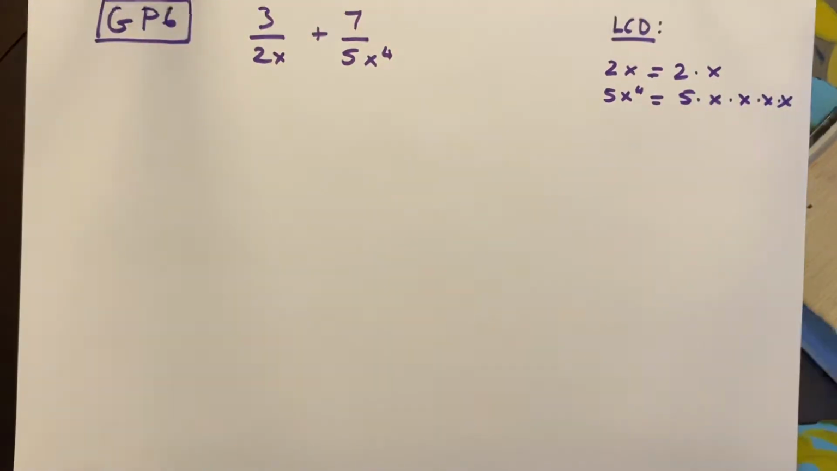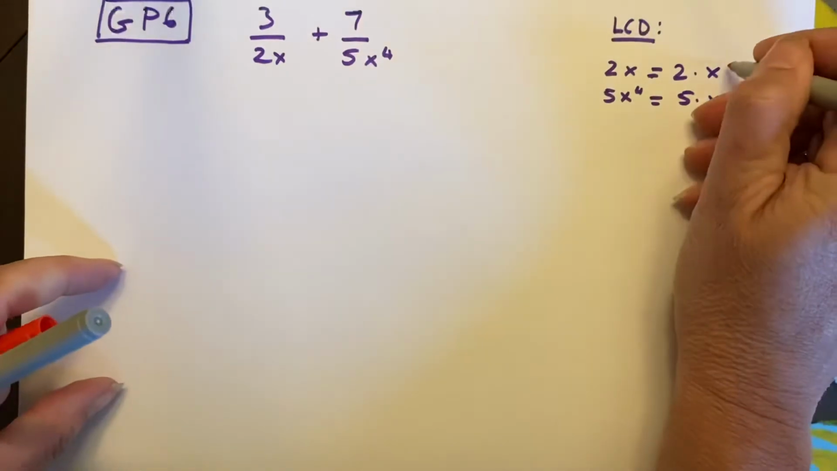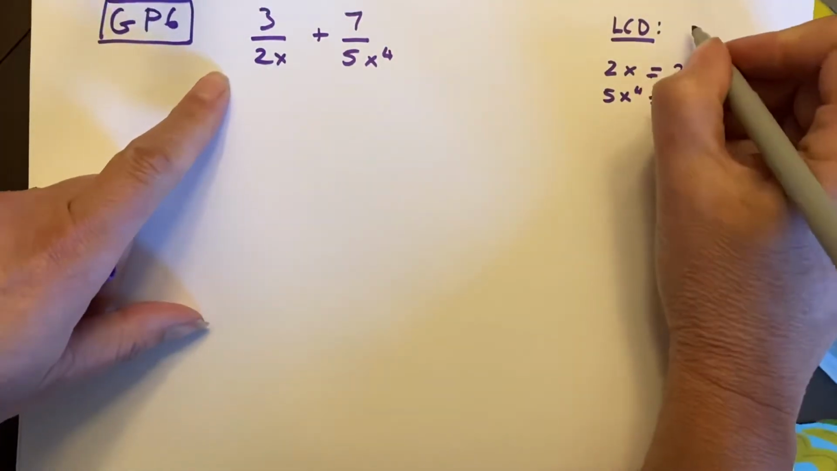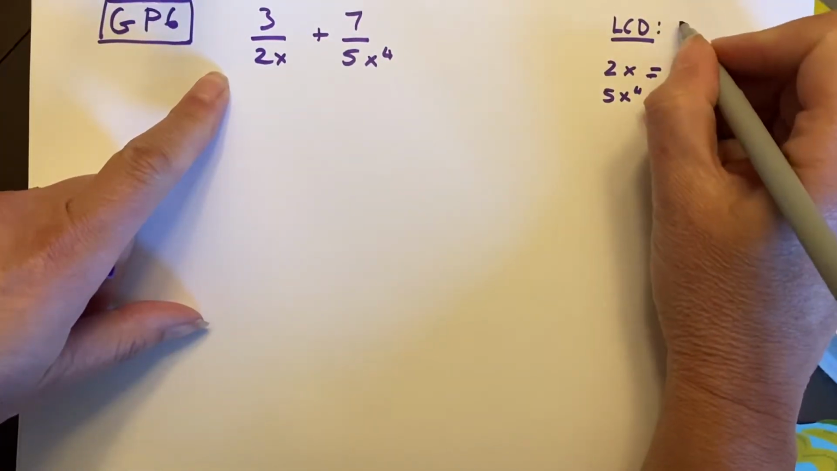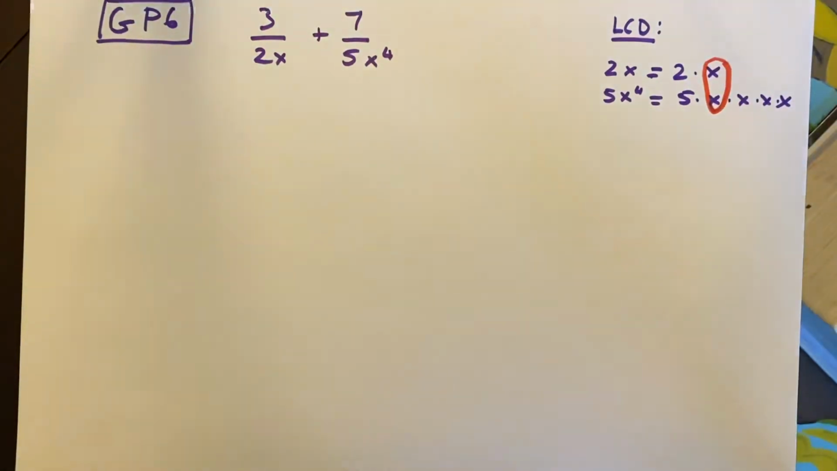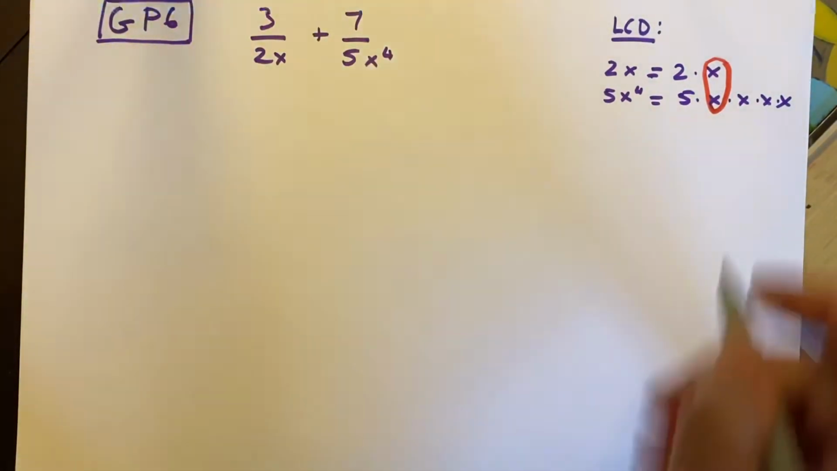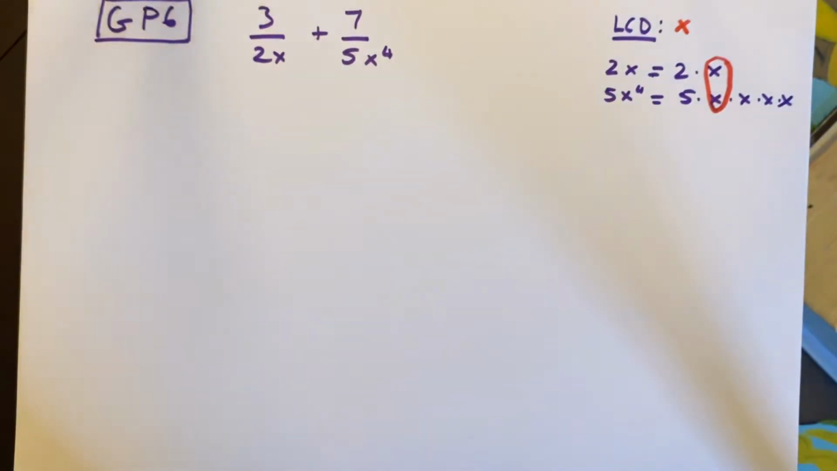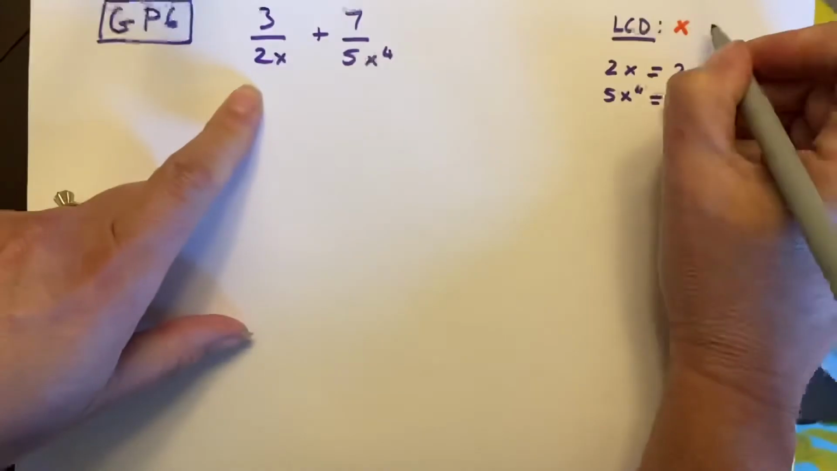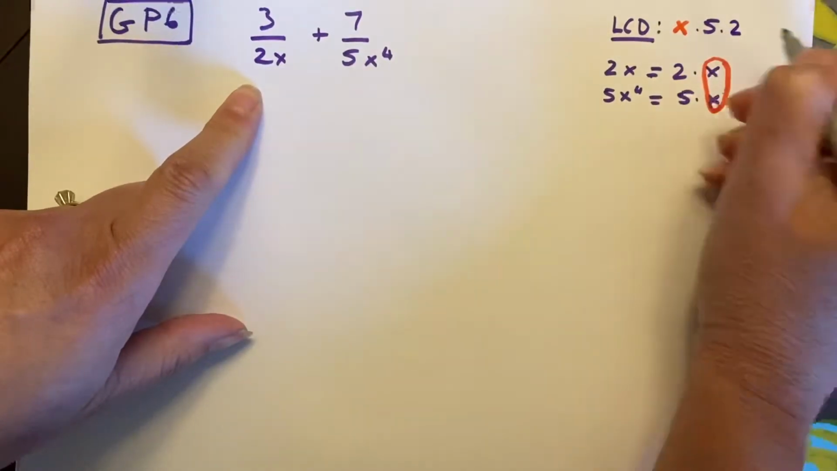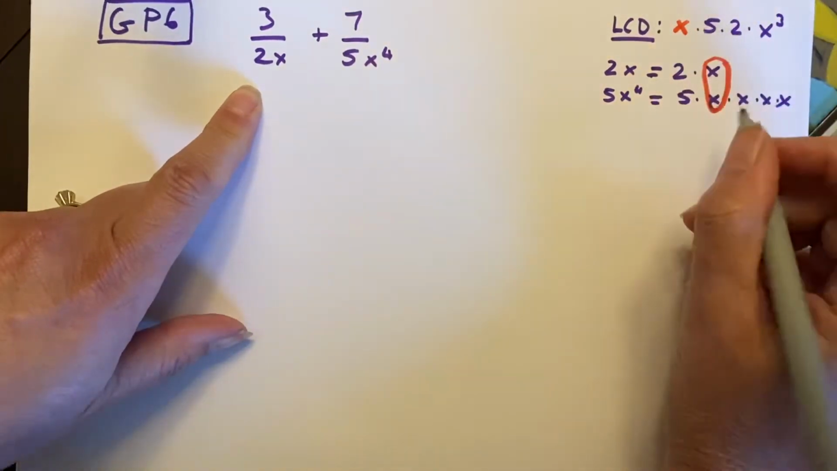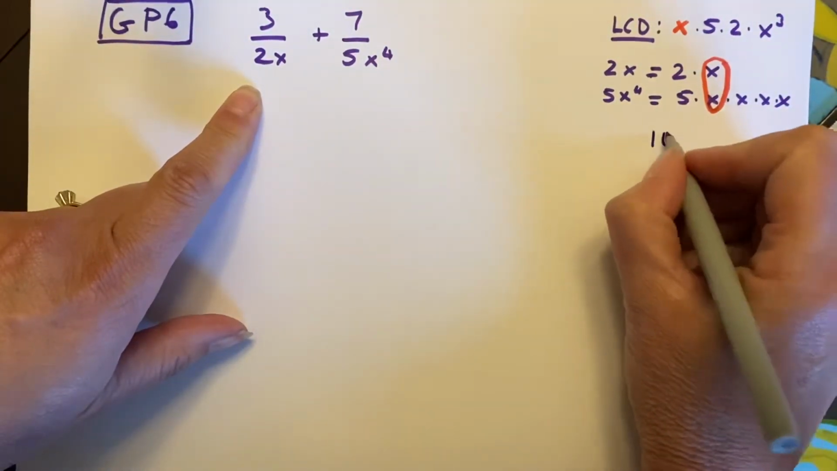What do I have in common? All I have really is just these 2 x's in common. So my LCD is going to be 2 times 5. I'm going to find that the x is what they have in common, so I only write that down once. But then I have times 5 times 2 times x cubed. So my overall LCD is going to be 10x to the 4th.